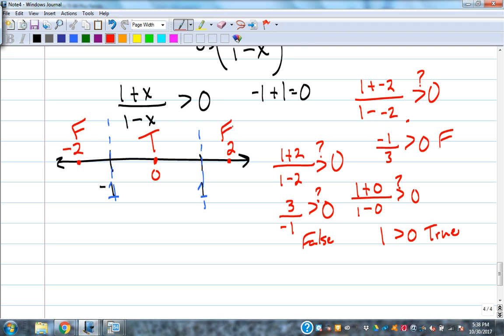So then we report for our domain the only true area. So from negative 1 to positive 1. That's our domain.